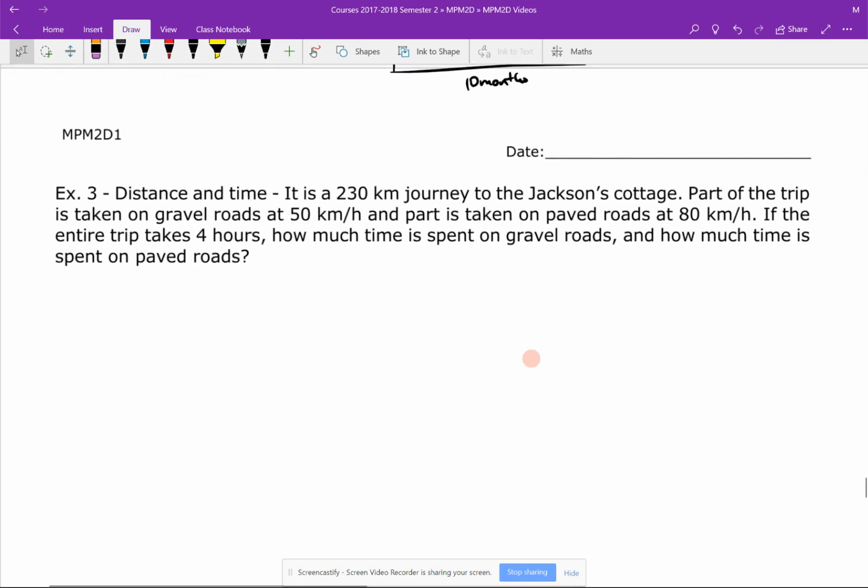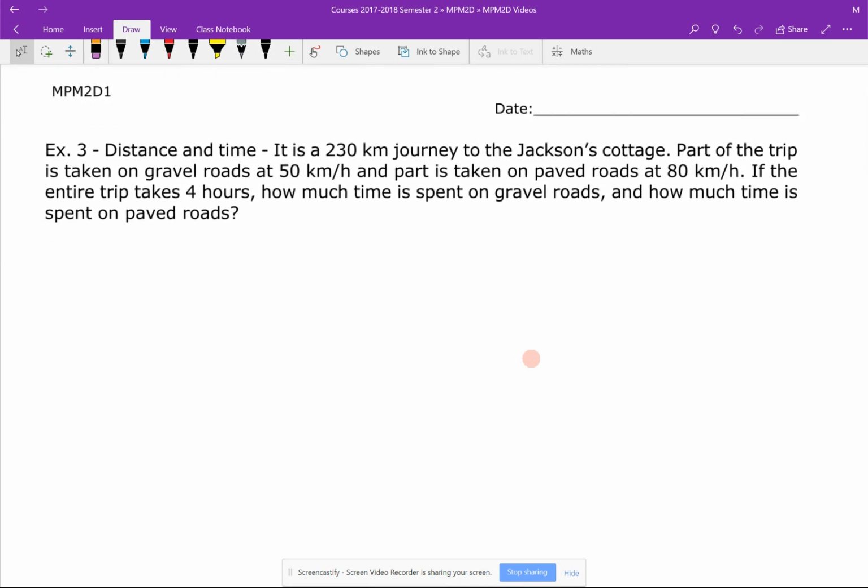Okay. All right, let's look at another example. Again, another kind of like physics speed-time thing here. So distance and time. If it is a 230-kilometer journey to Jackson's cottage, part of the trip is taken on gravel roads at 50 kilometers per hour, and part is taken on paved roads at 80 kilometers an hour. If the entire trip takes 4 hours, how much time is spent on gravel roads and how much time is spent on paved roads?